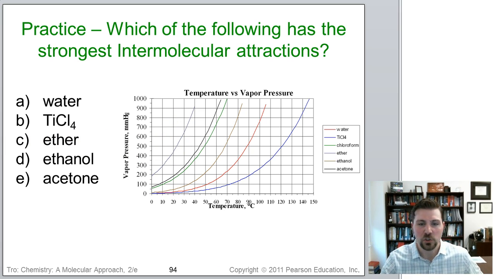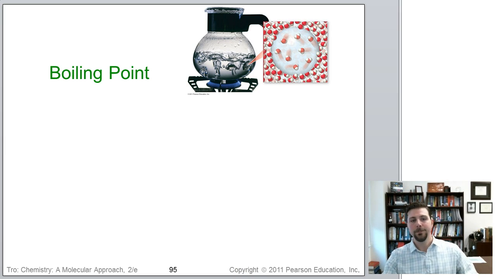So which of the following has the strongest intermolecular forces? Strongest intermolecular forces would mean that it has the highest change in temperature required to produce the vapor pressure needed to match the atmospheric pressure. So, titanium tetrachloride, or as sometimes is said, TiCl4, titanium tetrachloride. Or I guess it would be titanium(IV) chloride, depending on how you want to say it. Okay, so it all relates to the boiling point.